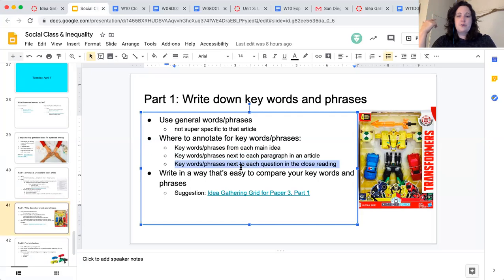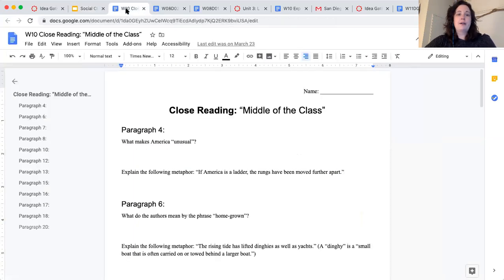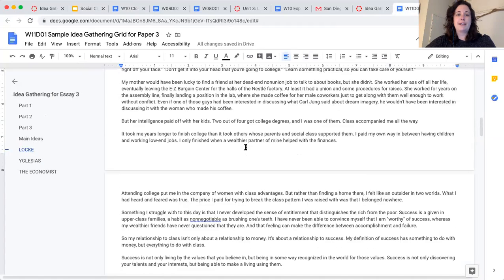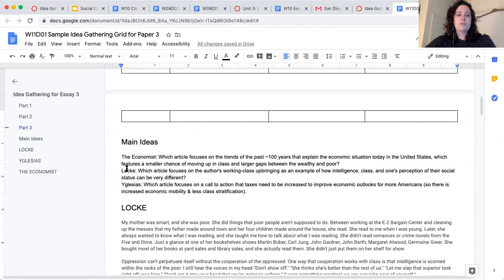assignments. So you're going to try and write in an easy way, in a way that it's easy to compare your keywords and phrases. So let's try and go through an example, let's think about the Locke reading. And actually, I'm going to do The Economist.